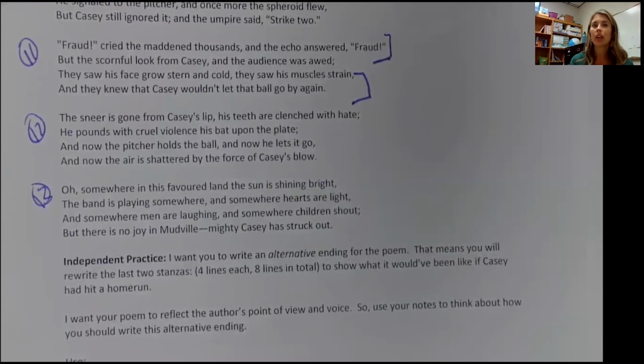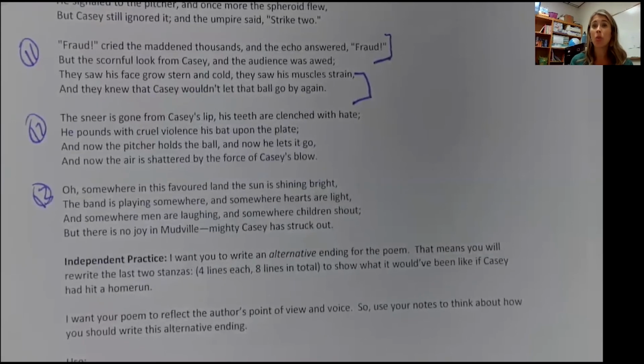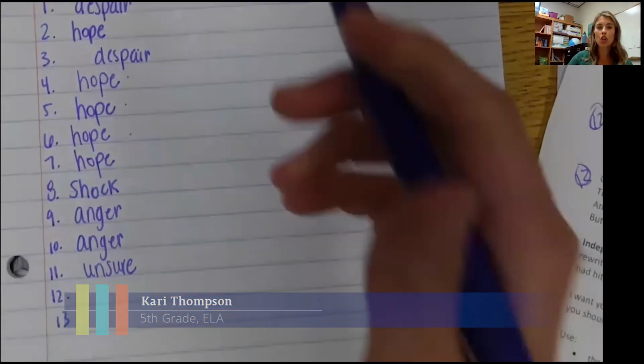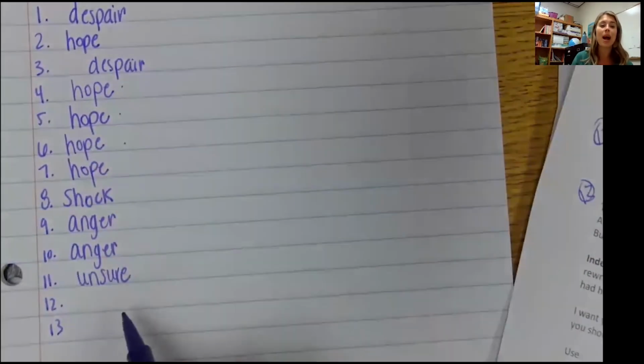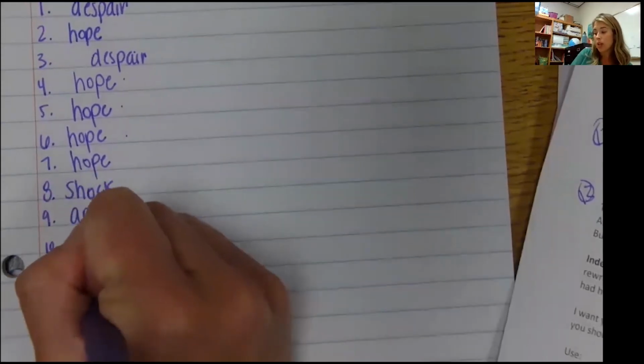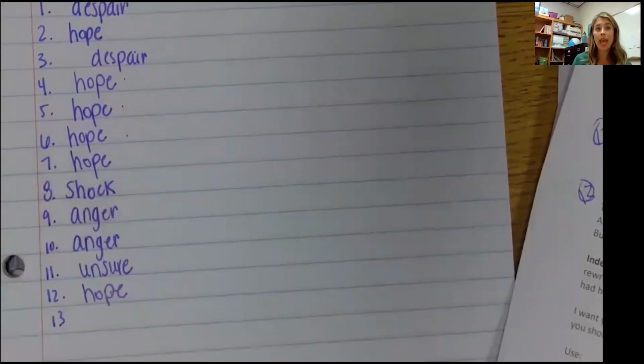Wow. Very, very interesting. I think we might be back to a word we used earlier. Look up at your chart and think what word might fit best. What word in our chart do you think might go with stanza 12? I see that they use the word hope, and maybe they might be hopeful that he's going to help the game.